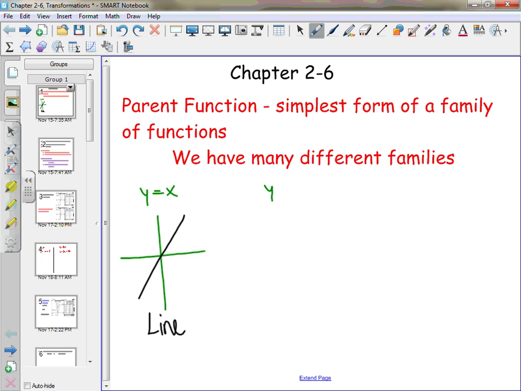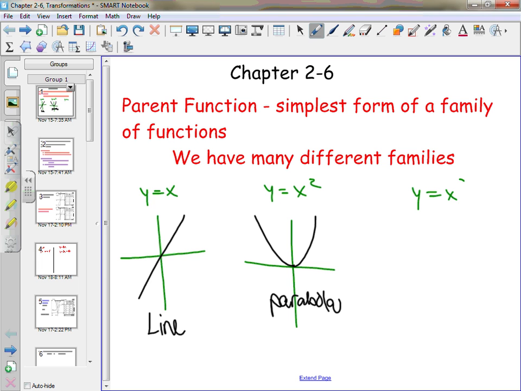The next one is y is equal to x squared. And this is what we call a parabola. It's my endless coffee cup or cereal bowl. Okay? How do you spell that? P-A-R-A-B-O-L-A. Parabola. Okay.